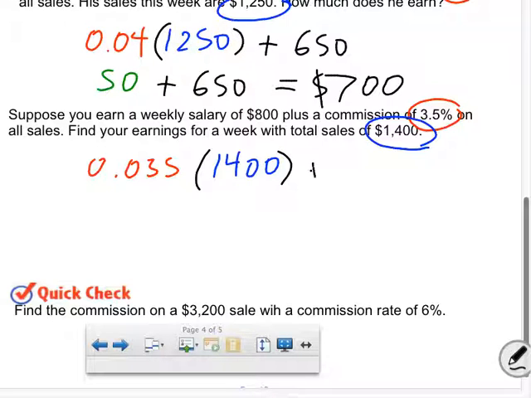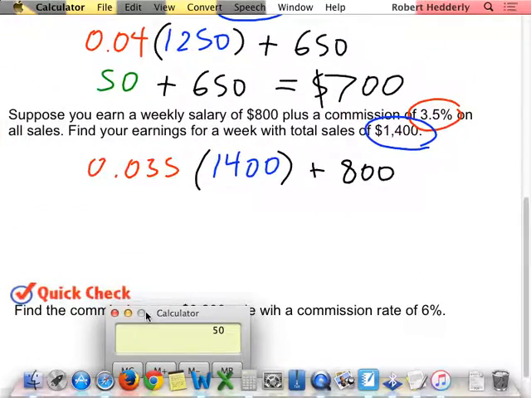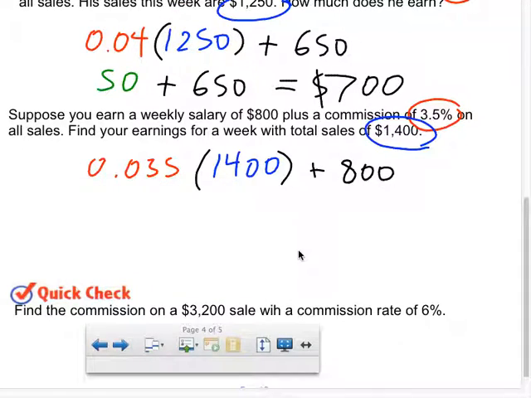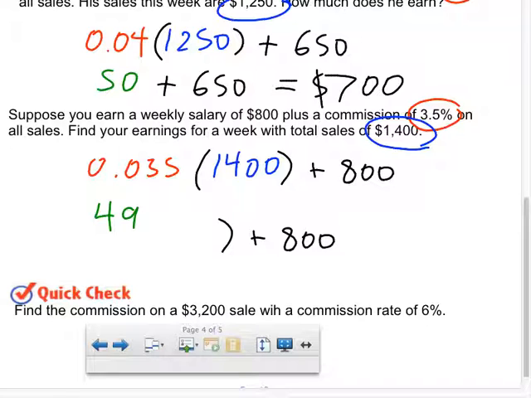I got to multiply. Plus my base salary of 800. All right. Because we're short on time, let's go ahead and that's 1,400 times 35, 3.5%. Okay, so we made $49. Plus our base salary of $800. So how much do we make? $849.